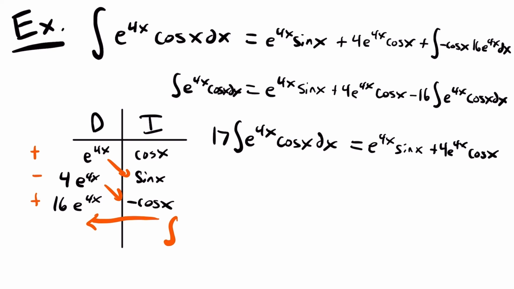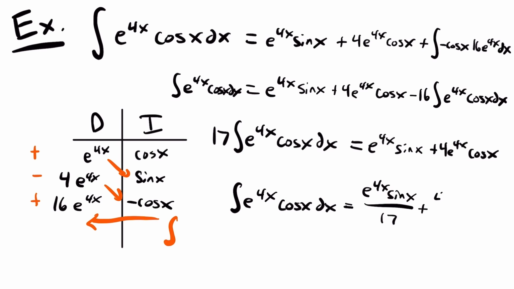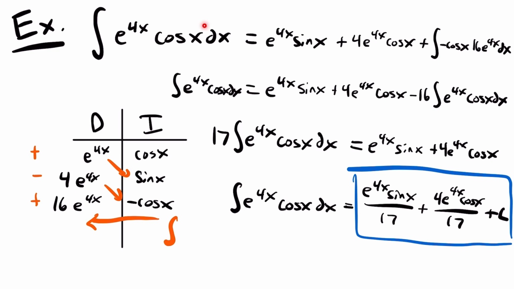And now, if we divide both sides by 17, we will have solved for the solution to this integral, which is the same integral that we started with. And so if we divide both sides by 17, the integral of e to the power of 4x times cosine x dx is equal to e to the power of 4x times sine x divided by 17 plus 4 times e to the power of 4x times cosine x divided by 17, and then don't forget your plus c to finish off the solution. And so this is the answer to this integral.